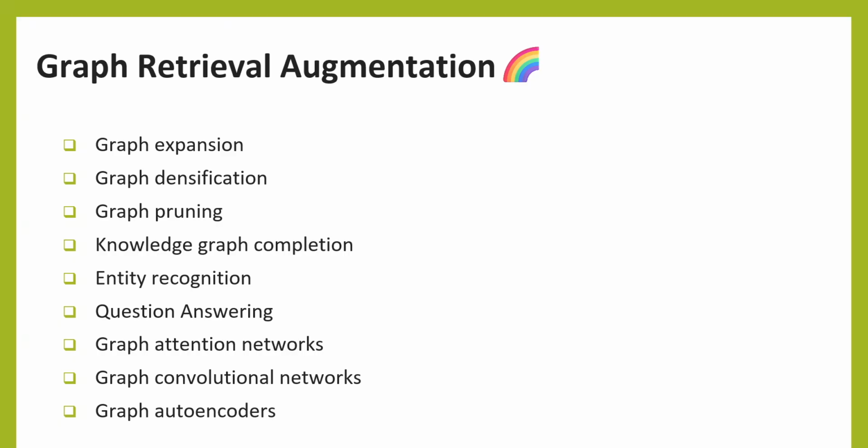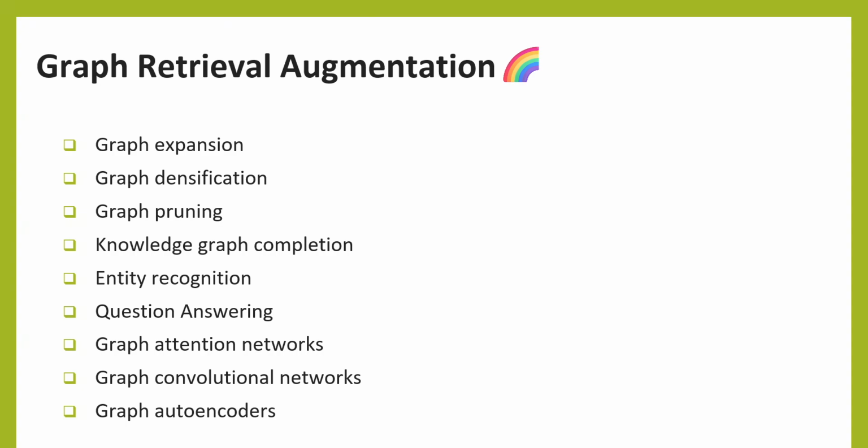Graph retrieval augmentation involves graph expansion, meaning adding new nodes and edges to the graph based on external information or knowledge. Graph densification means adding new edges between existing nodes to increase the graph's connectivity. Graph pruning means removing unnecessary nodes and edges to reduce noise and improve graph quality.